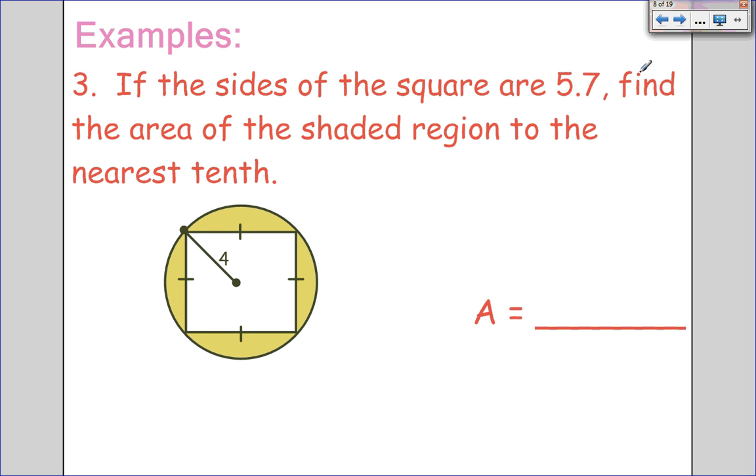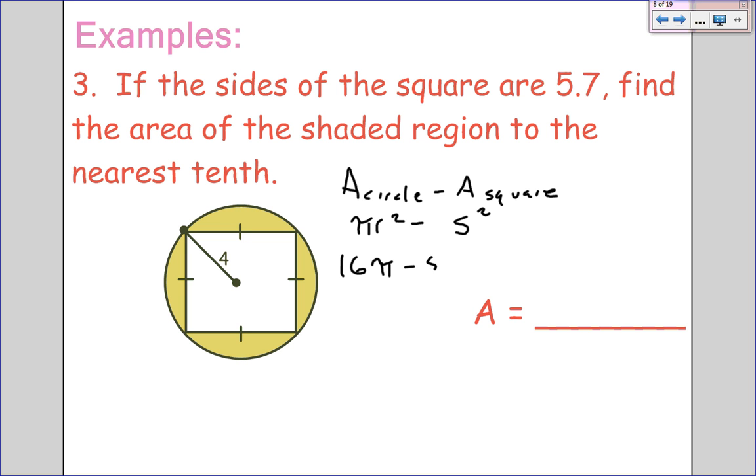If the sides of the square are 5.7, find the area of the shaded region to the nearest tenth. Now notice we have a circle with a square inscribed in that circle. So to find just the shaded region, I need to find the area of the circle and subtract the area of the square, because that would leave just the shaded part left. So pi r squared minus side squared. The radius is 4, so 4 squared is 16 pi minus 5.7 squared.